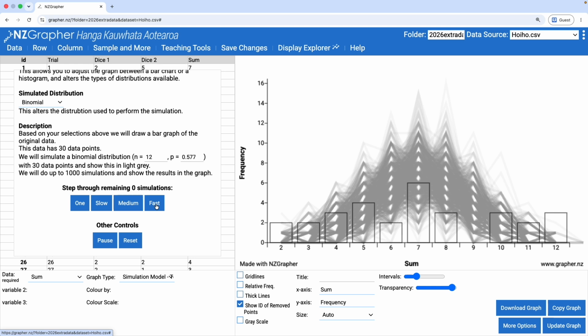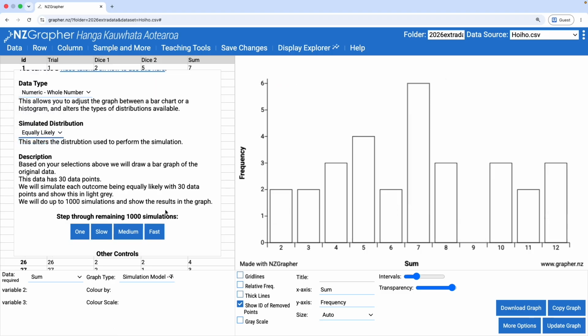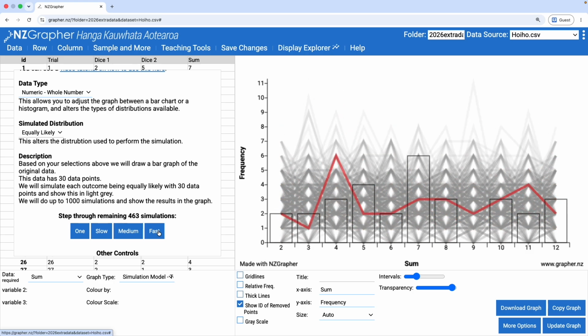Maybe it was equally likely. So let me try an equally likely. I'm going to run that through fast. Could it have been that all of the outcomes were just equally likely to occur? Well, with a sample size of 30, yeah, it could be that they were all equally likely to occur.